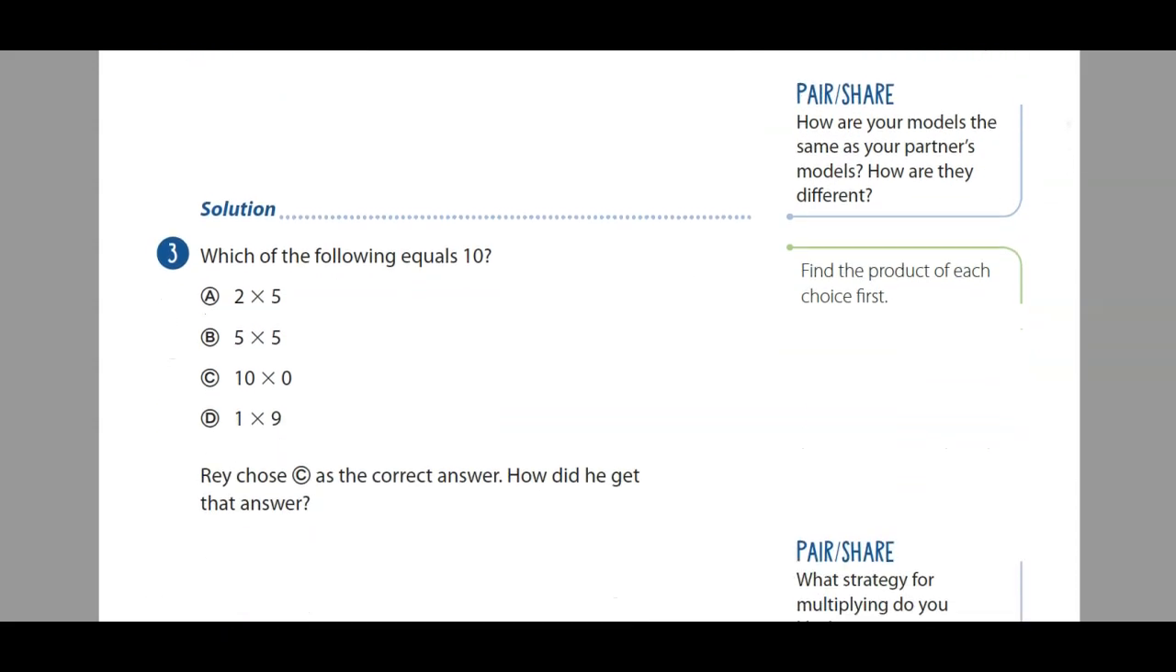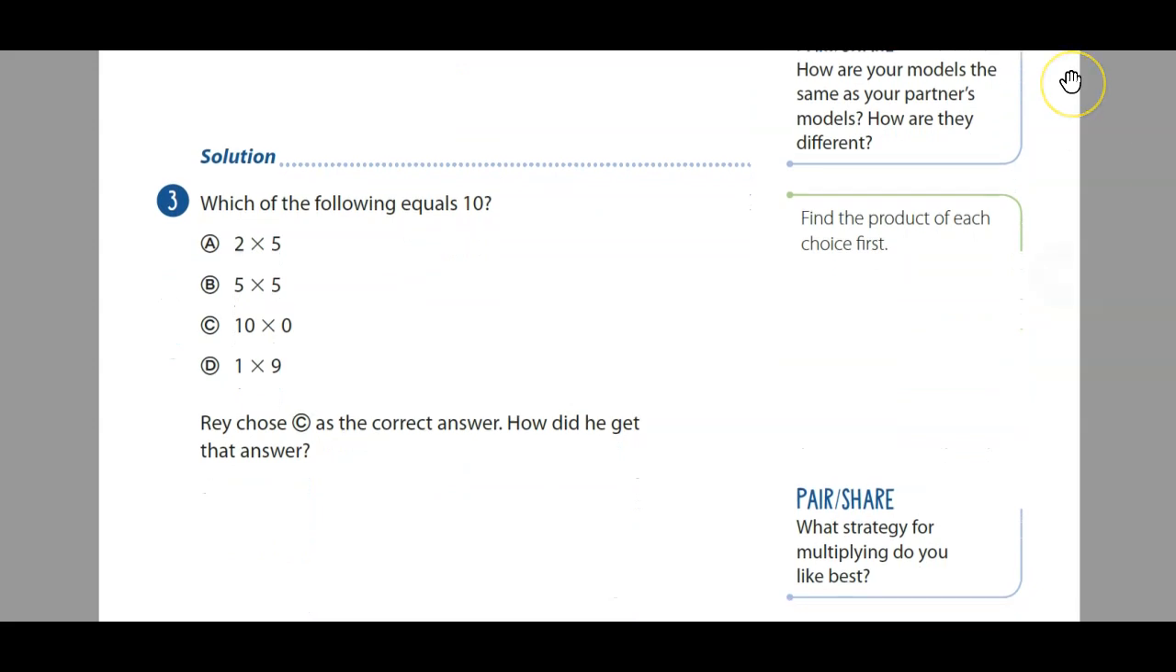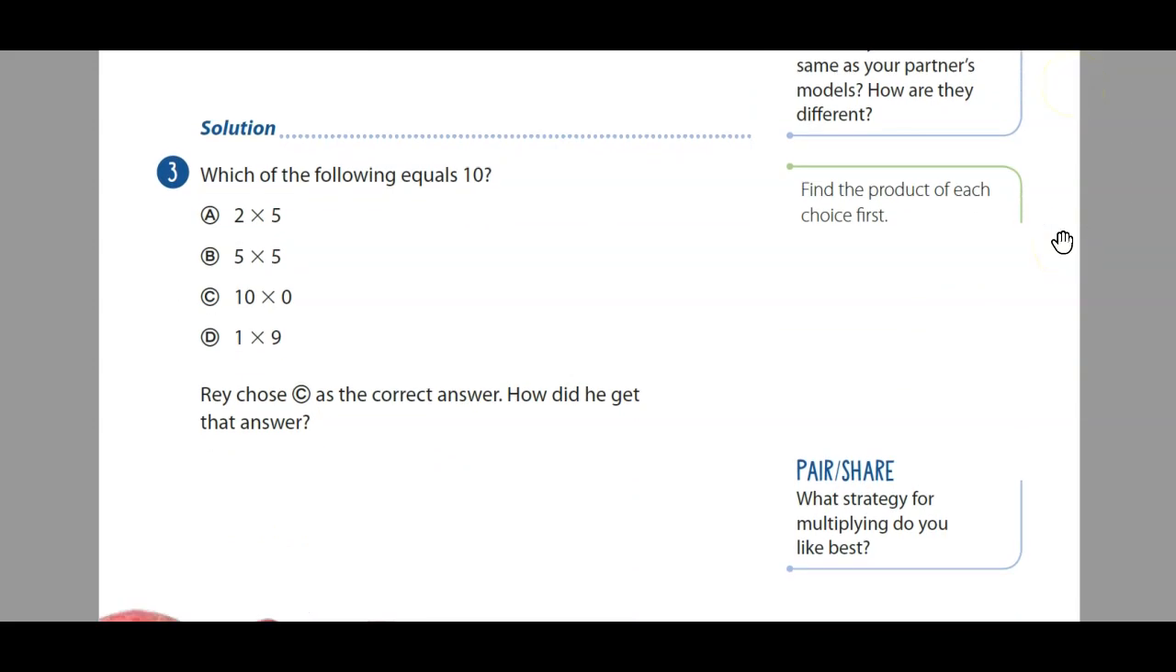Go ahead and answer number 3, and then we'll go over it together. So it says, which of the following equals 10? We're multiplying here, right? Okay. So obviously, it says that Ray chose 3 as the correct answer.